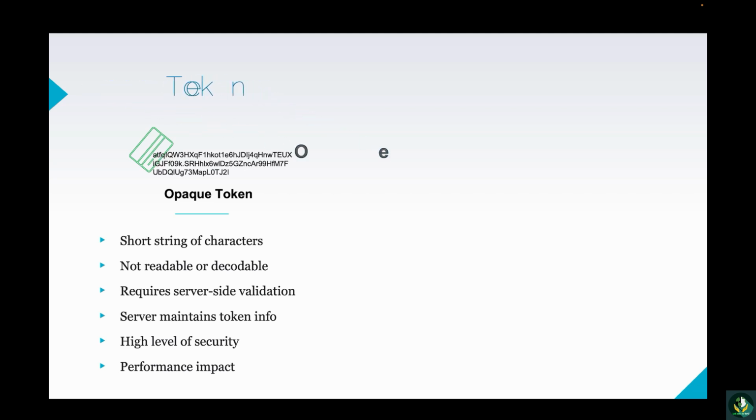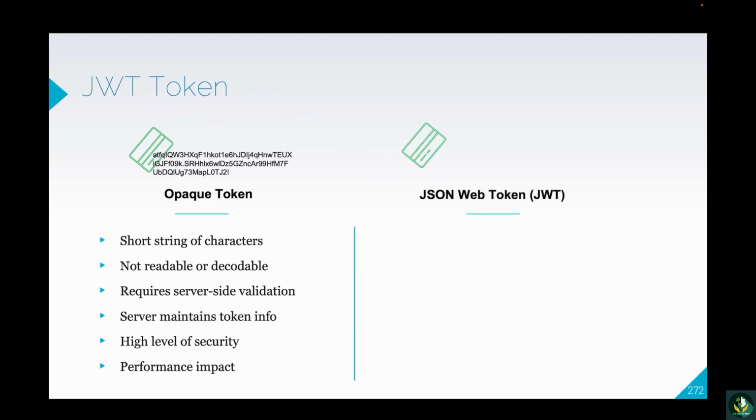Now let's move on to the structured JSON Web Token, or JWT for short. A JWT is a structured token format written in JSON, JavaScript Object Notation, which means it's not just a random string of characters. Instead, it's a token that actually contains information about the user and the permissions granted. Let's break down the structure of a JSON Web Token, JWT. A JWT is composed of three main parts: the header, the payload, and the signature.